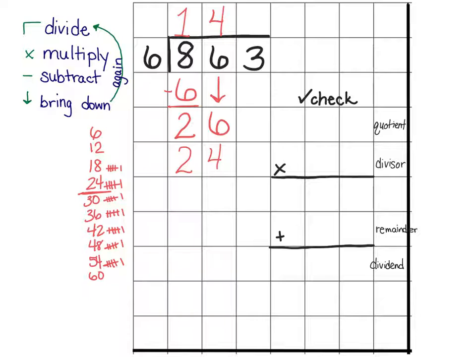Okay, now that we have multiplied, we subtract. 26 minus 24 is 6 minus 4 is 2. 2 minus 2, 0. Now that we've subtracted, bring down. Bring down this 3.